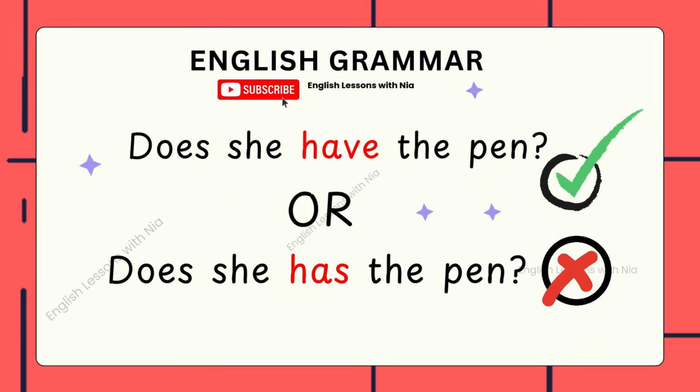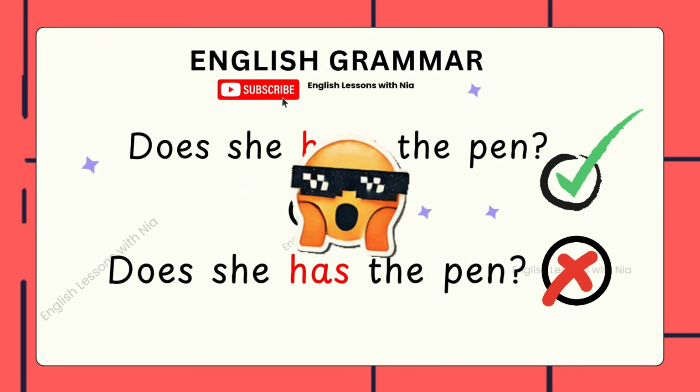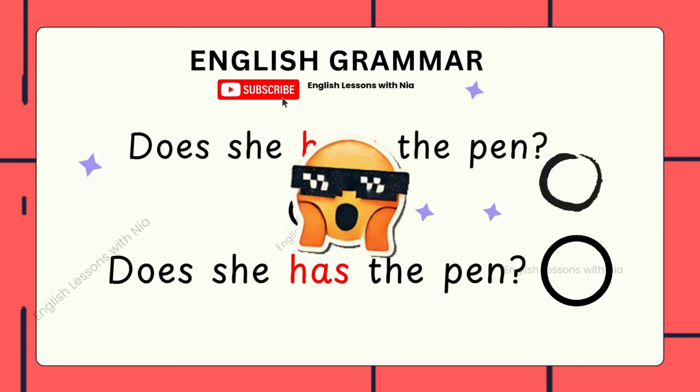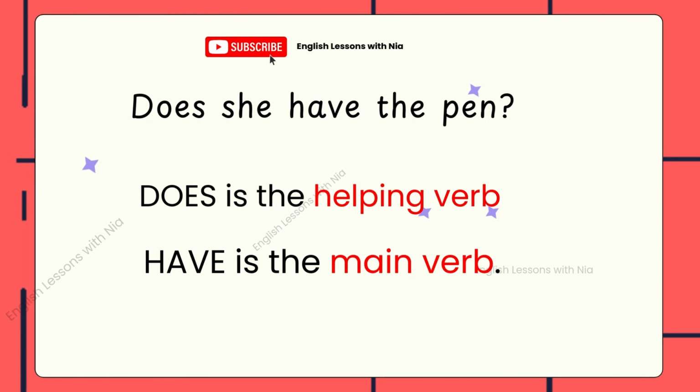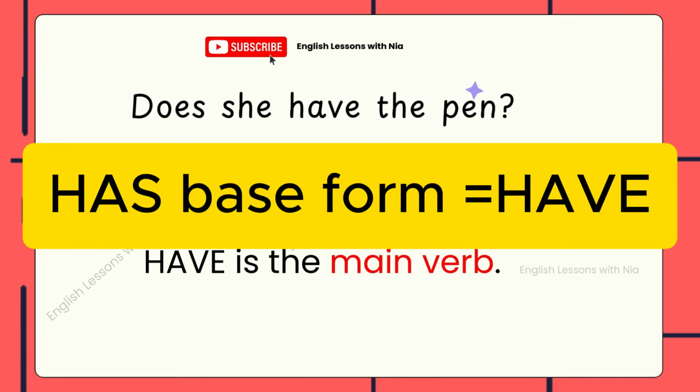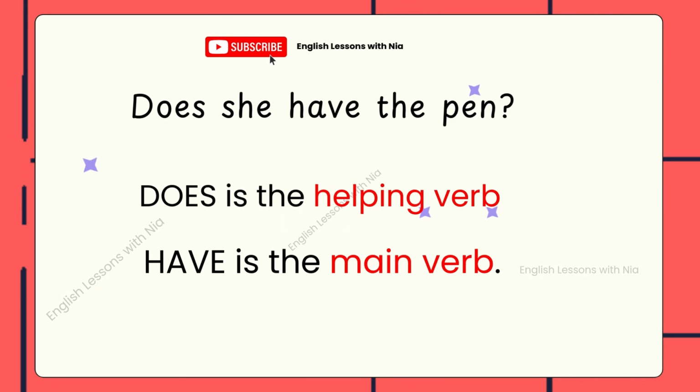You might be wondering, we already said she is used with has. Why is the second option incorrect? Well, in this question, does is the helping verb. It supports the main verb to help form the question. When does is used, the main verb reverts to its base form. The base form of has is have. Have is the main verb in this question because it's the main action word.